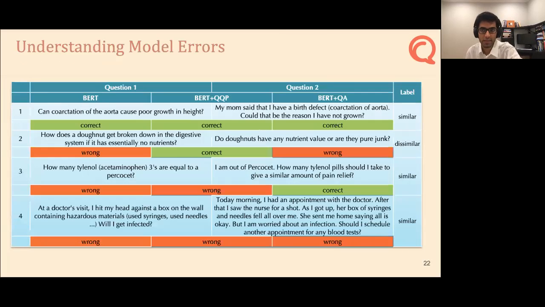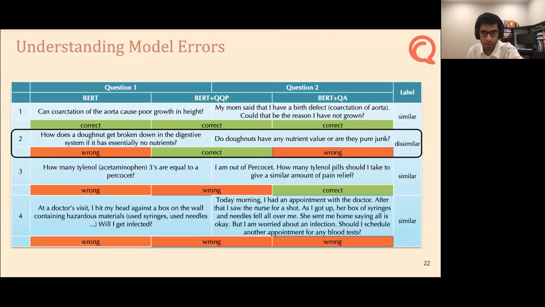So in this table, we highlight some examples that different models get consistently right or wrong. This helps us get some understanding of the differences between these models. In the first example, all the models get it right, as the only difference in questions is question phrasing, namely whether the question is framed as one sentence or broken up into two. The second example contains questions about donuts and their digestion and nutritional value, and these are not too medical in nature. So the QQP model gets it right, since it has likely seen many questions of this form.